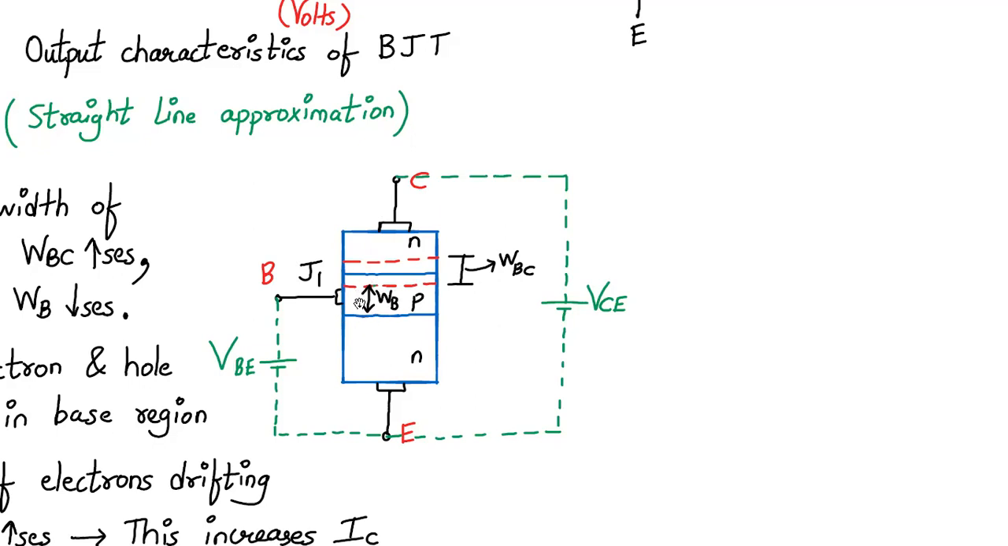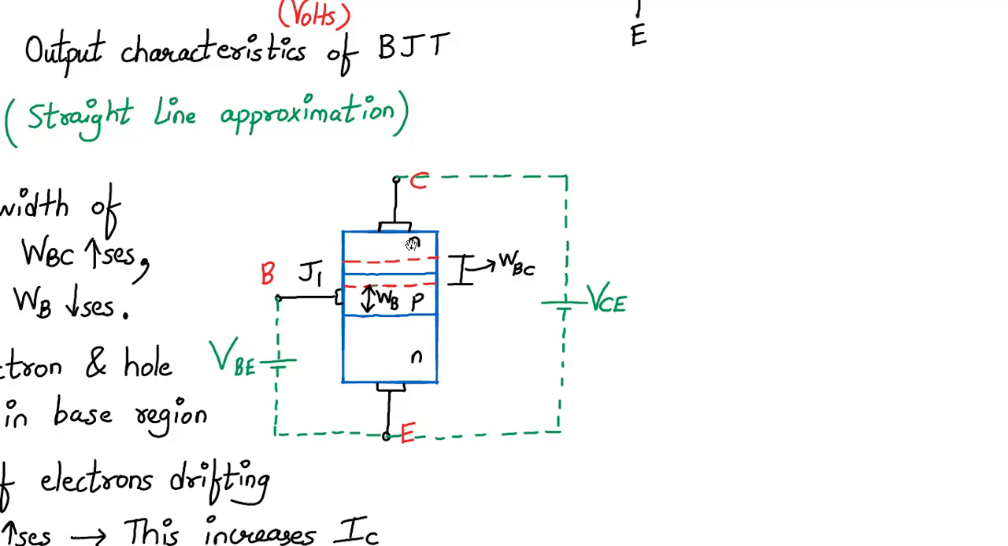So the base region normally is this, from end to end. But due to the depletion region extending towards the base, the effective width of the base region reduces. Therefore, this will decrease the electron-hole recombination in the base region, which is happening due to the diffusion process. So the number of electrons drifting to the collector will increase, and that will increase the collector current IC.